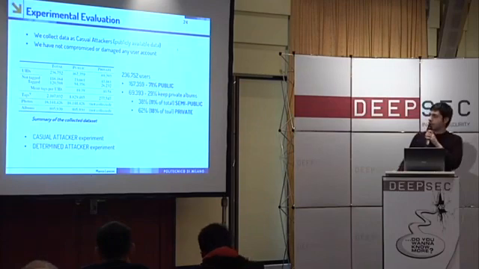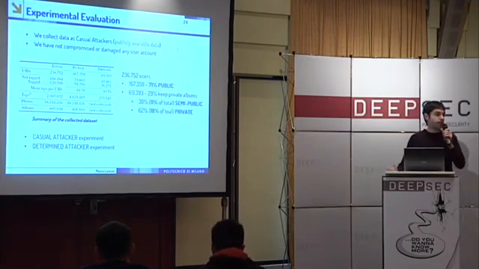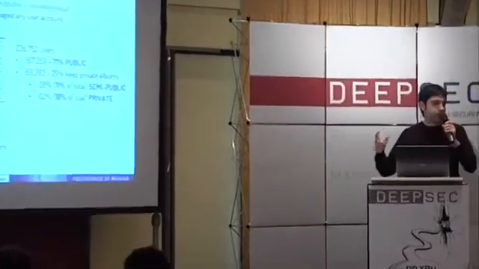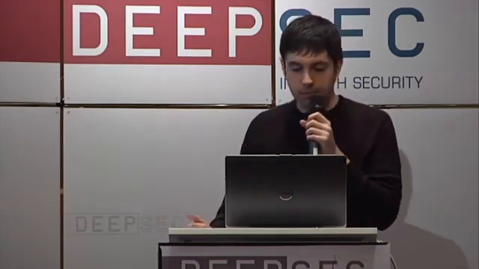As I said earlier, briefly, we collected data as casual attackers will do. We relied only on publicly available data. Disclaimer: we have not compromised nor damaged any user account, but our dataset contains data about real Facebook users, including their UIDs, names, profile pictures, and friendship relationships.